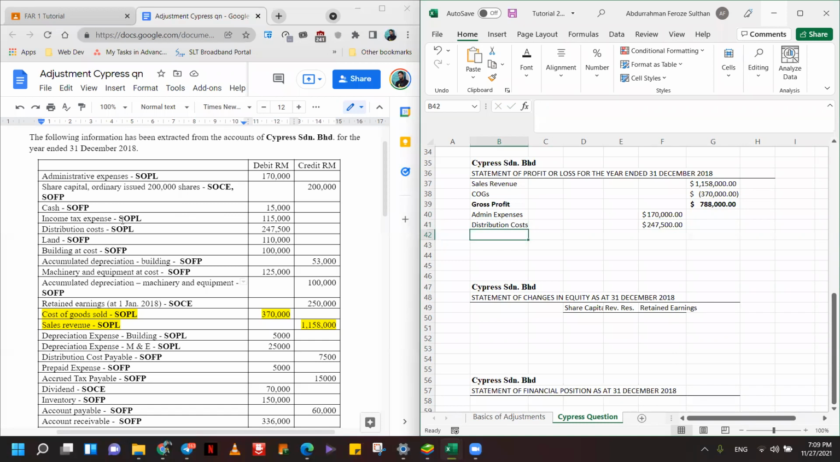Then we have depreciation expense, building. How much is this? 5,000. And then we have depreciation expense, M&E. How much is this? 25,000. And then that's it, right? There's no other expense on this side.